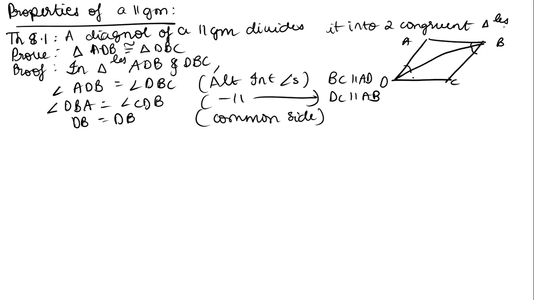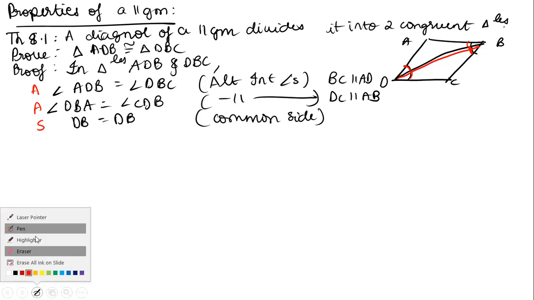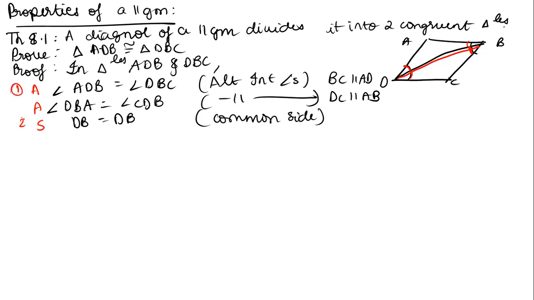So which congruency rule are we using here? We are using the ASA congruency rule. Why? Because angle, side, angle. Here you can see in the figure that this angle is equal to this angle, then this side is also equal, and this angle is equal to this angle. So it will become angle side angle.